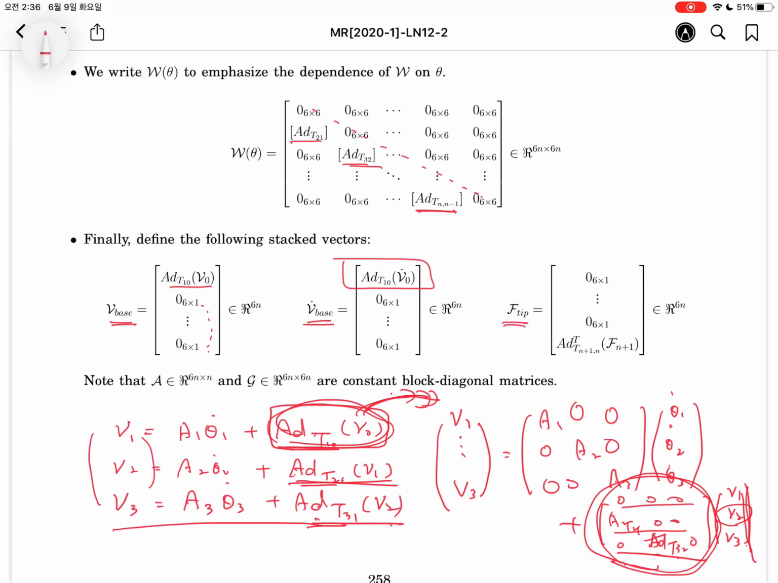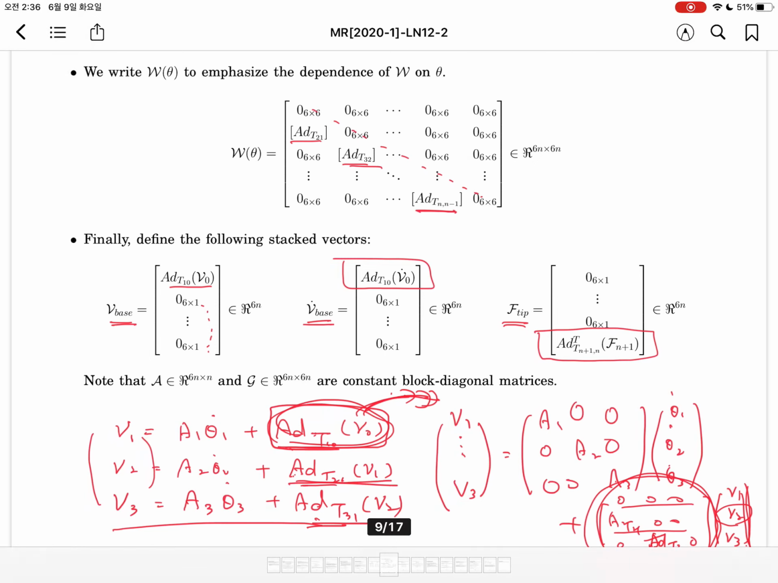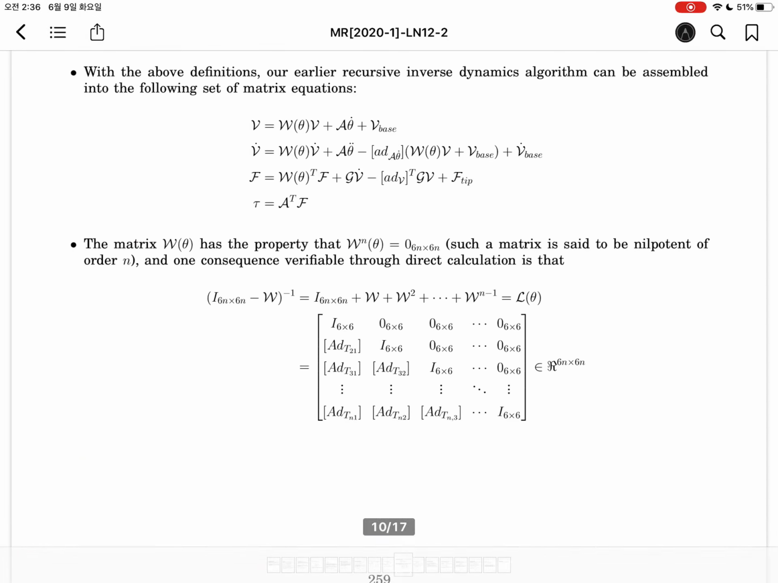Ft, the force of the end effector will be the starting point, so it is stacked in the last part. Okay? By defining this kind of big matrix, we can obtain, okay, V is equal to WV plus A theta dot plus V base.